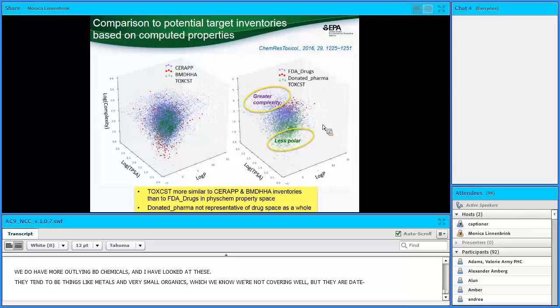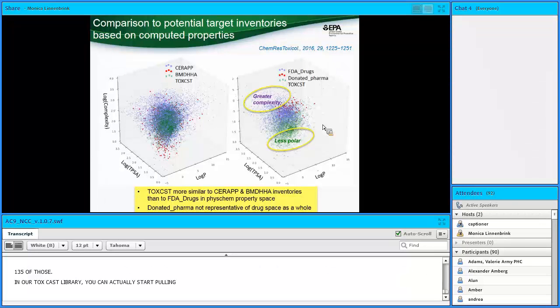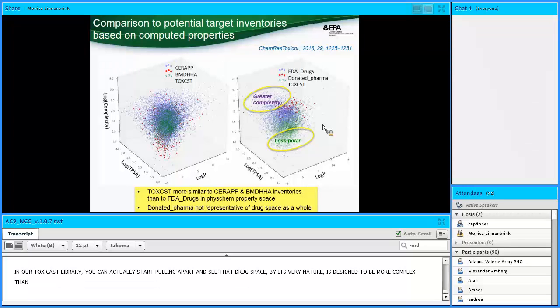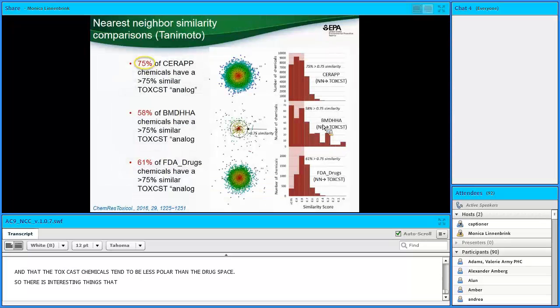On the right-hand side, if I do a comparison of ToxCast just to drug space and to the subset of donated failed pharmaceuticals, there's only 135 of those in our ToxCast library, you can actually start pulling apart and see that drug space by its very nature is designed to be more complex than many industrial commercial chemicals, and that the ToxCast chemicals tend to be less polar than the drug space. So there's interesting things that one can begin to explore.